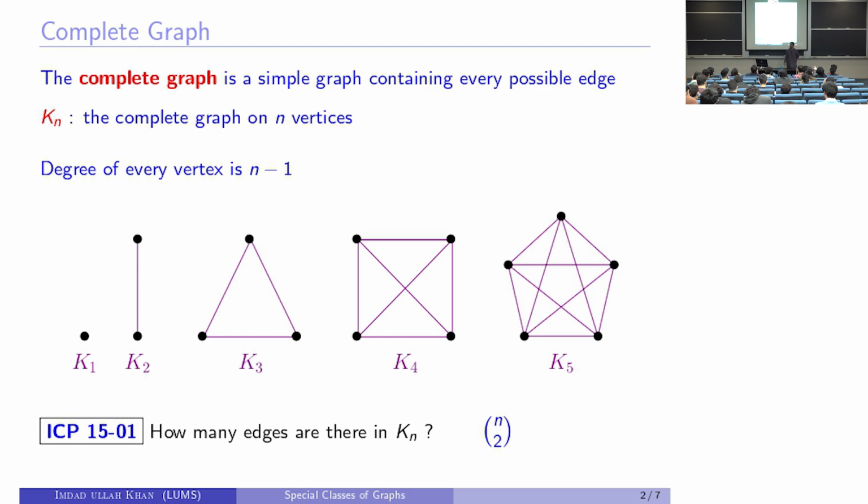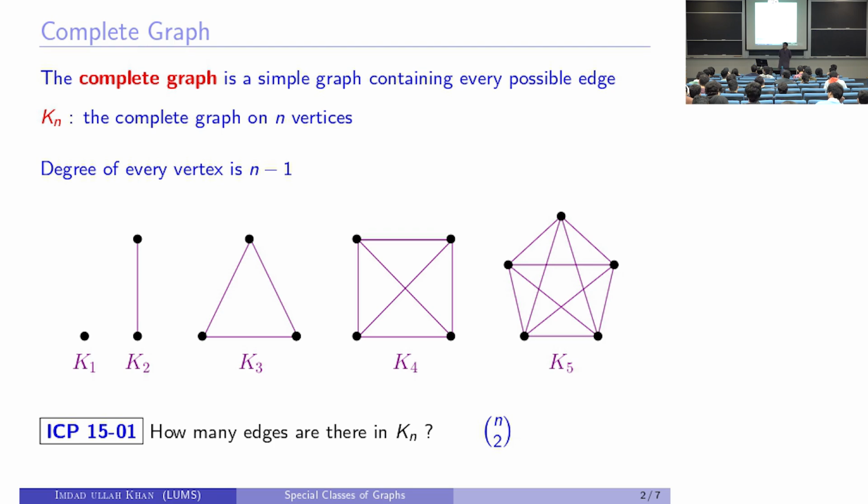So look at the definition. All possible edges are present, right? What are possible edges? A pair is a possible edge, right? How many pairs can be made from n vertices? N choose 2, right? That's one way to do it. I told you in a complete graph the adjacency matrix will be full of ones except for the diagonals, right? So how many ones are there in a complete graph adjacency matrix?